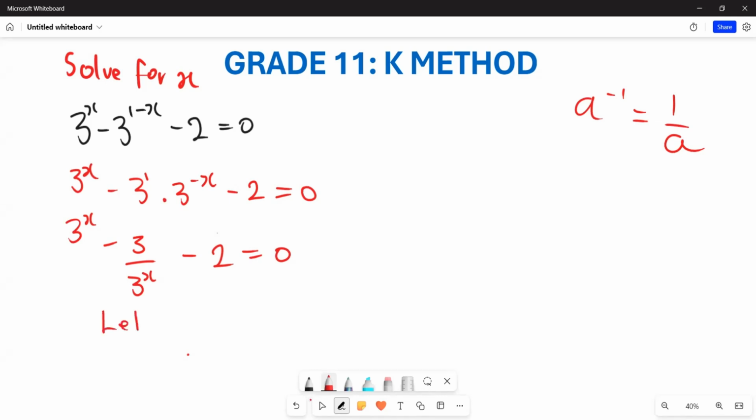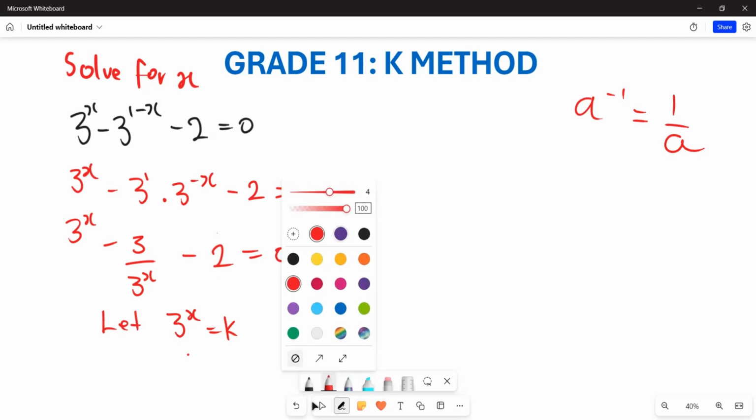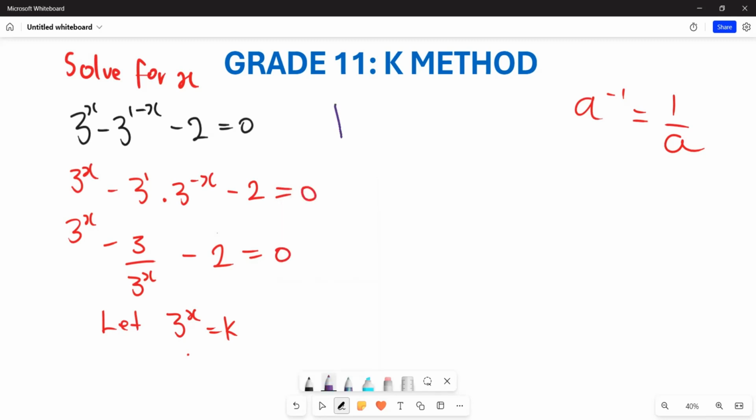So what is it that you are going to have now from here? You are going to say, let's let our 3 to the power of x be equal to k. Now, after you've done that, what is it that you are going to do? Where there is 3 to the power of x, you're going to write k, which means this is going to be k, subtract 3 over k, subtract your 2 is equal to 0.